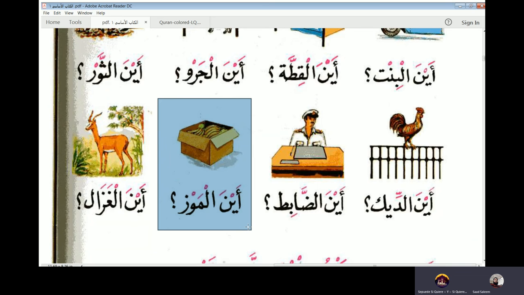أين الموز؟ Where are the bananas? The bananas are in the box. How do you say box? في الصندوق. Yes, في الصندوق. صندوق. Okay. The bananas are in the box.